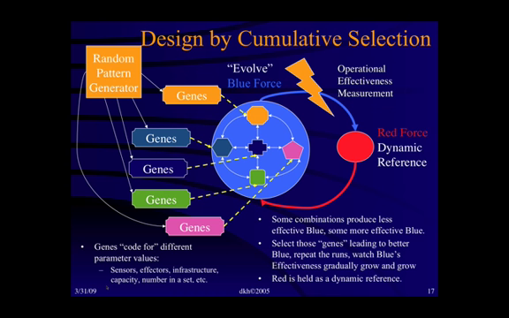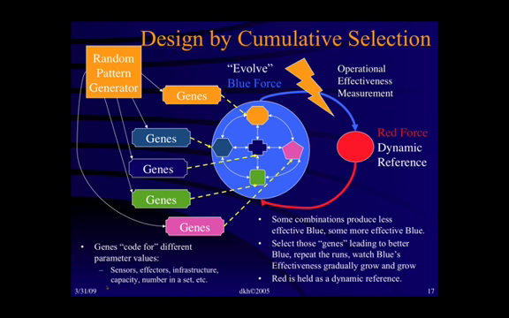Okay, then we start the design by cumulative selection process. We use a random pattern generator to set the genes to different values. Red, however, is kept constant. The result, as you can see from the bullets there, is that some combinations of genes produce less effective blue, some more effective blue. So we select those genes that lead to a better blue, repeat the runs, and watch blue's effectiveness gradually grow and grow as we repeat the process. Eventually we end up with a set of genes that is the maximum effectiveness of blue compared with red. Red, remember, was its original self. So we have effectively now optimized the design.